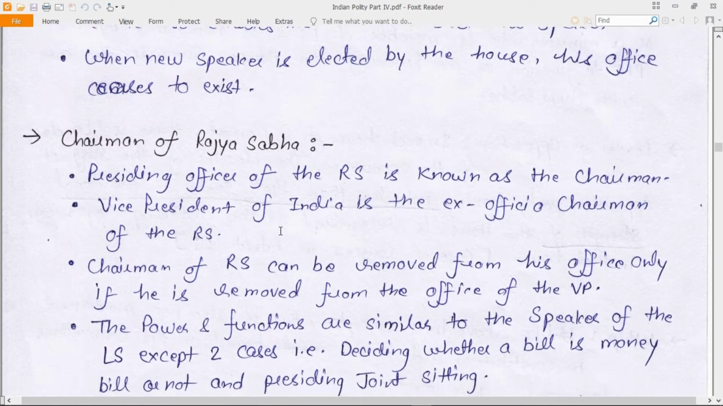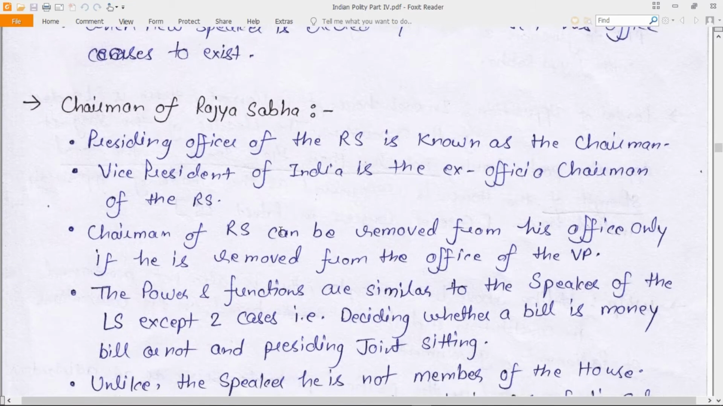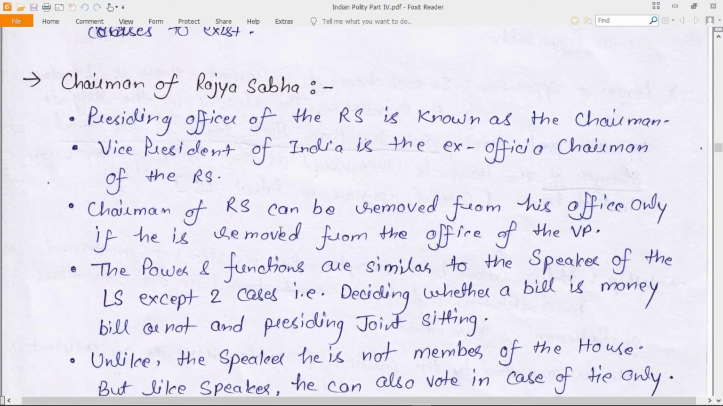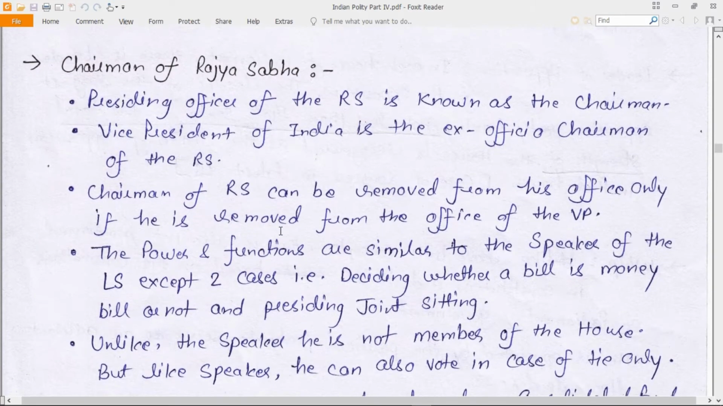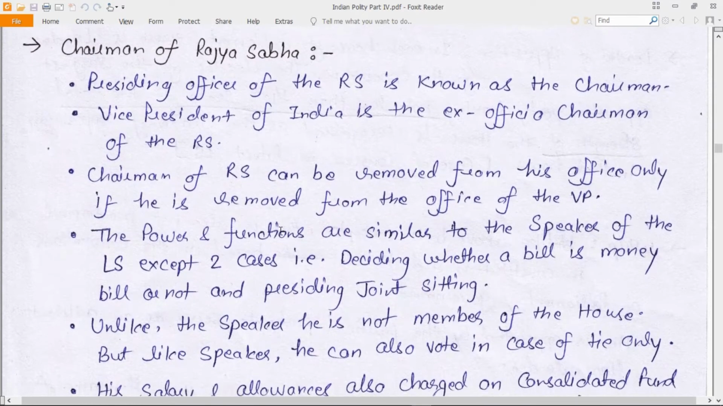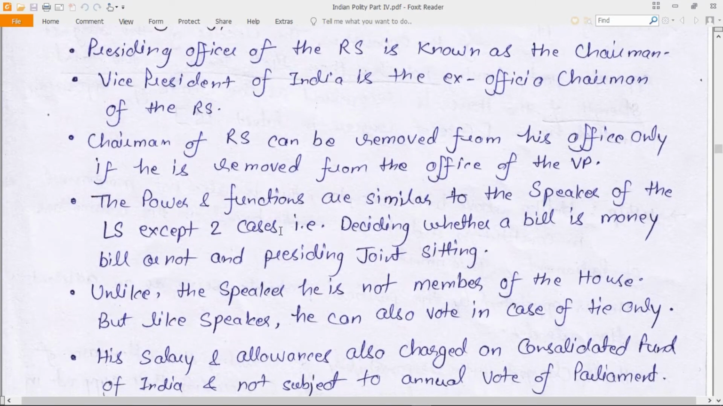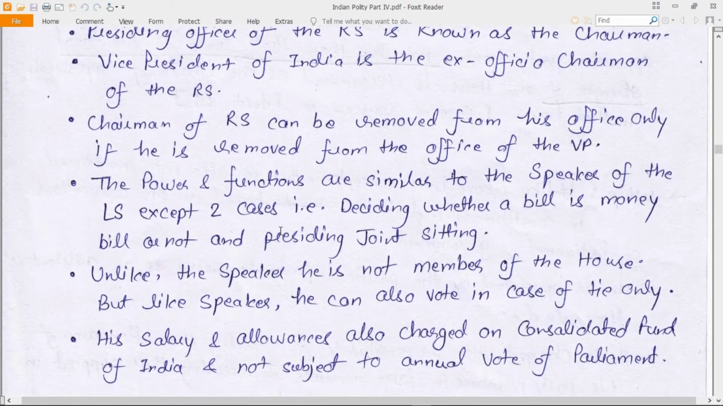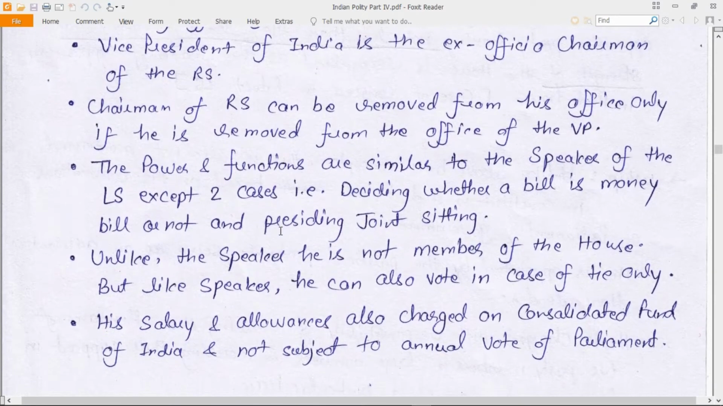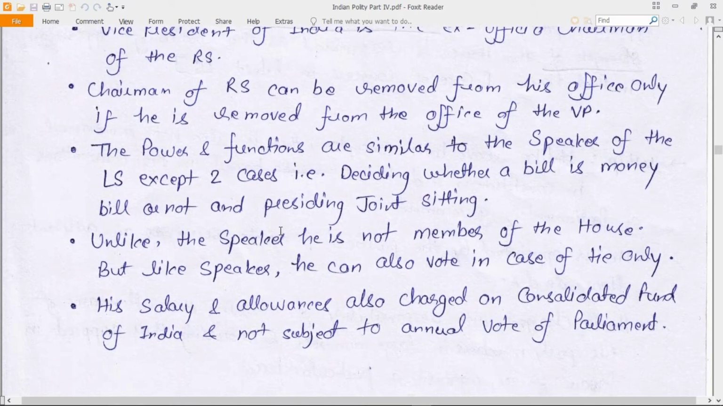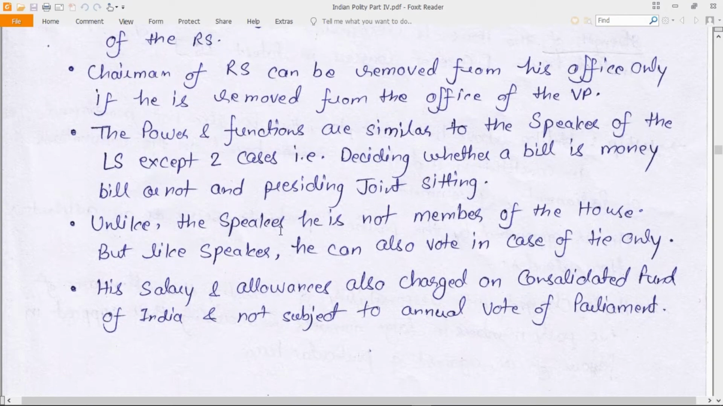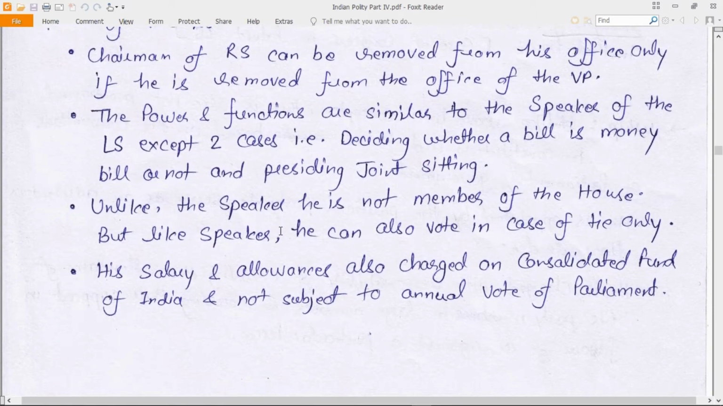Now, let's talk about the Chairman of Rajya Sabha. The presiding officer of the Rajya Sabha is known as the Chairman. The Vice President of India is the ex officio Chairman of the Rajya Sabha. The Chairman of Rajya Sabha can be removed from his office only if he is removed from the office of the Vice President.